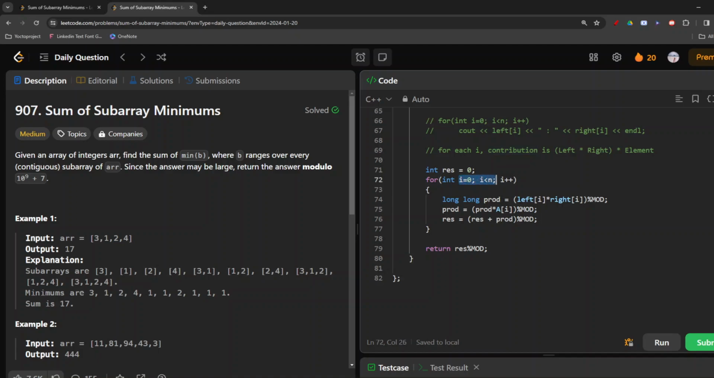Then the product would be left of i into right of i, and first we do modulo because the number could be big, so side by side we do modulo. Then we multiply that product with the present element and again do modulo, and then at the end we add that product to our result, again doing the modulo, and finally for the result also we do the modulo. So by this we will be able to code this particular question.